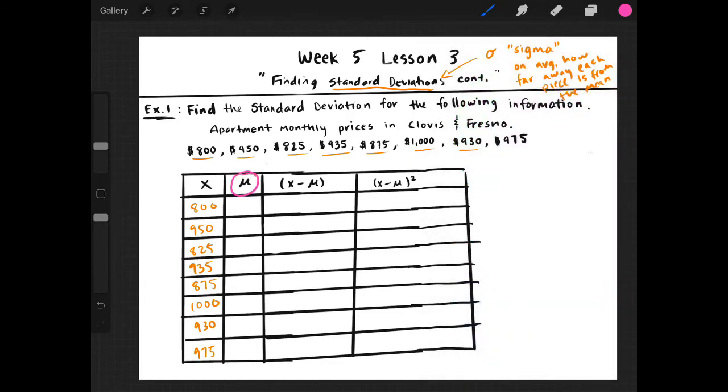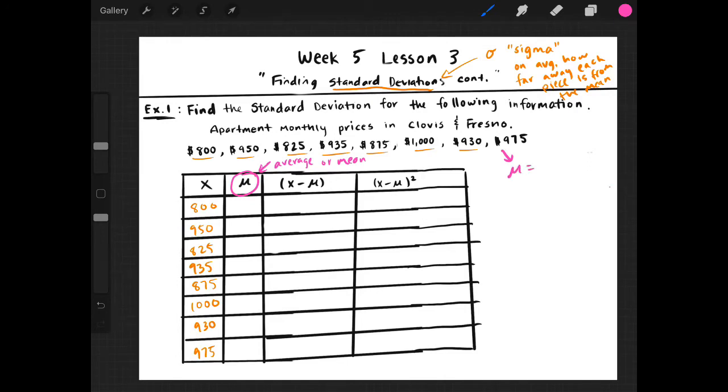The next thing that we need to do is find mu, right? What mu is, is the average or the mean. To find the average, we add up all those numbers and divide by however many numbers there are. So let me pull out the calculator and do this problem with you guys. We're going to go 800 plus 950 plus 825, 935, 875, 1,000, 930 and 975. We should end up with something like 7290.